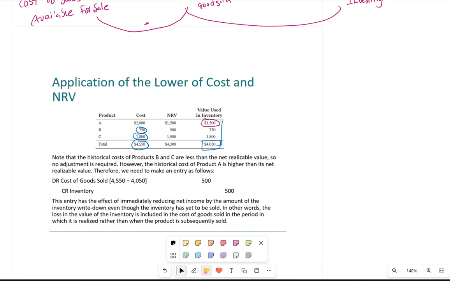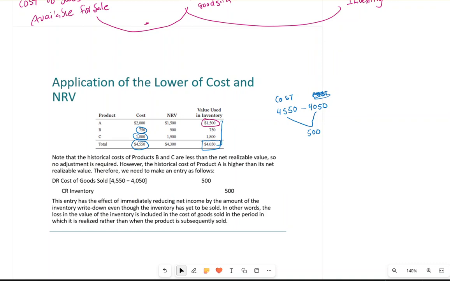So what you're going to do is you have to do an adjusting entry. So what will be your adjusting entry? You will take your lower of the cost and net realized value minus what is already recorded in your books. So this is the cost that is recorded, and this is when you use the net realized value, that will be the value of your inventory. So you need to do an adjustment at the end of the year for $500.